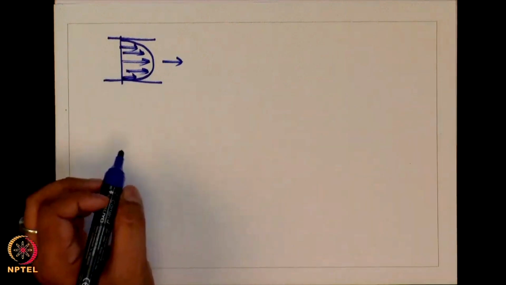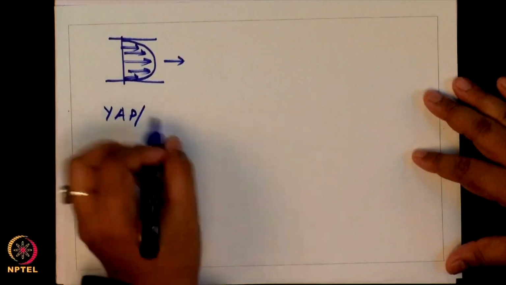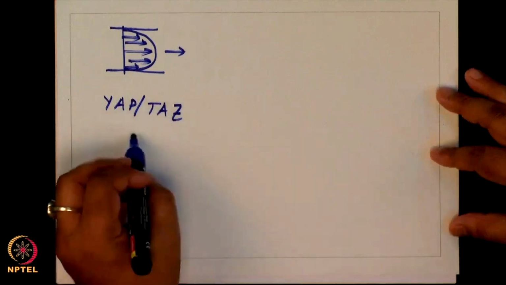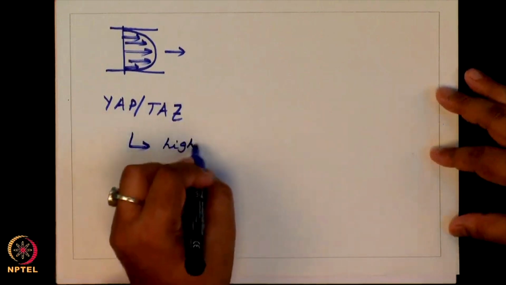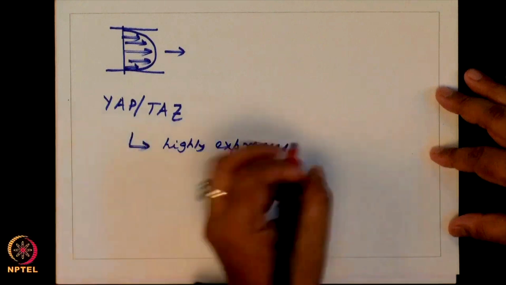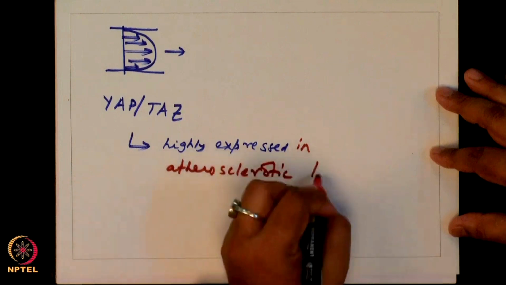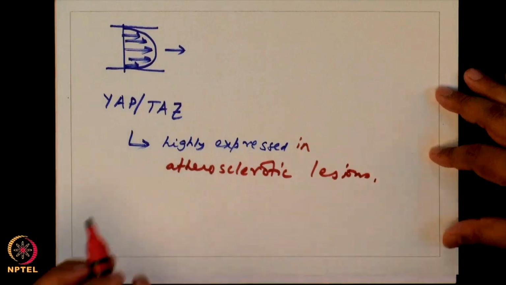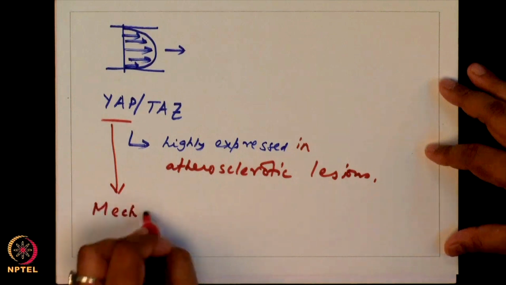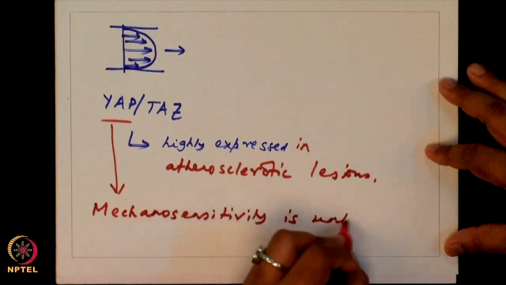Now, what has been observed is there are two transcriptional factors, YAP and TAZ, Yes-associated protein and TAZ. These are highly expressed in atherosclerotic lesions. So, whether there is any association between YAP TAZ and mechanosensitivity is unknown. The link is unknown.